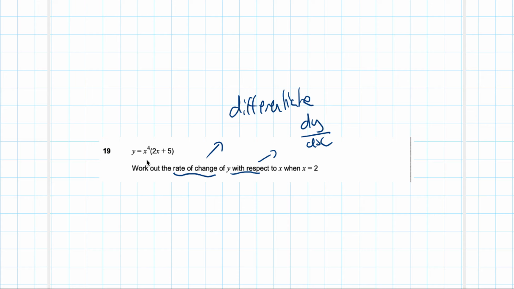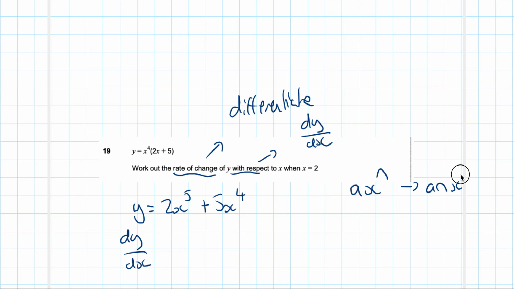So first of all, to differentiate this, we want to expand our terms. So it's x to the power 4 times 2x is 2x to the power 5, and x to the power 4 times 5 is 5x to the power 4. From here we're going to differentiate, so dy/dx. Remember the general rule for differentiating: if it's ax to the power n, it goes to anx to the power n minus 1. So you multiply by the old power, so in this case it's going to be 5 times 2 is 10, and then you reduce that power by 1, so it becomes x to the power 4, and the same here, 5 times 4 is 20, so multiply by the old power, then reduce that power by 1 to get 20x cubed.